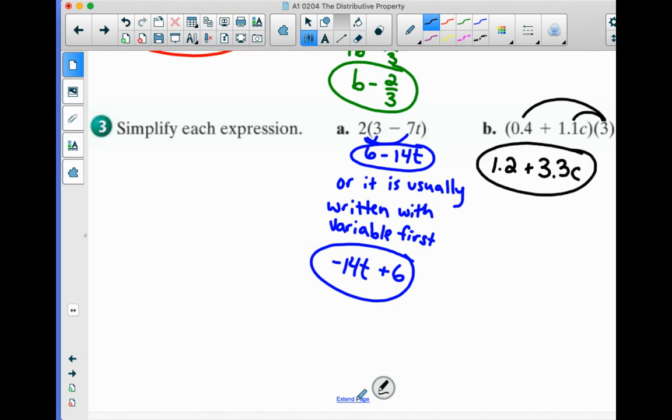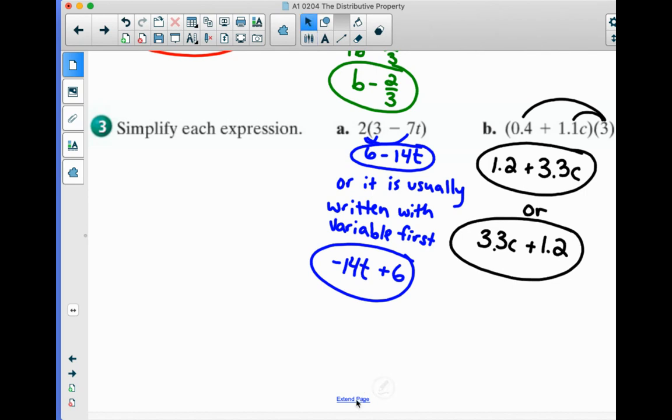So again, same thing here. This is fine, the 1.2 plus 3.3c. But if you can form good habits now, knock it out now. So the c's come to the front. And there's your proper form.